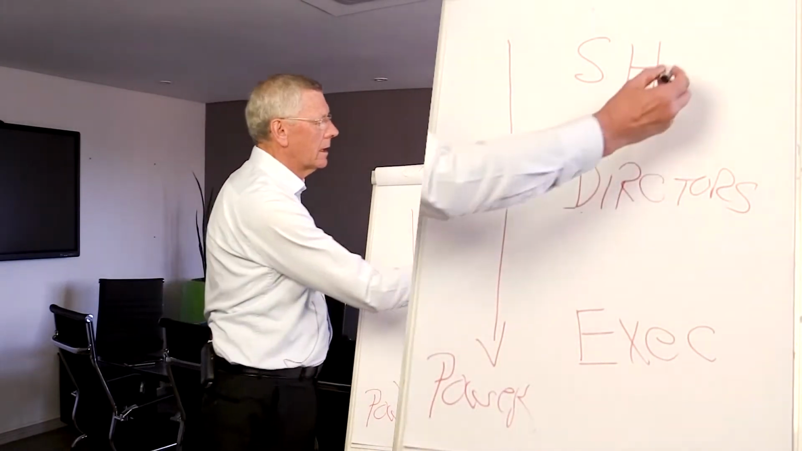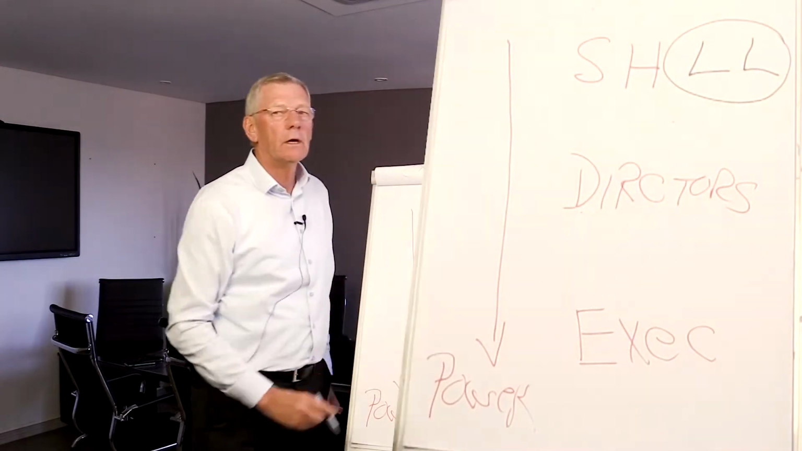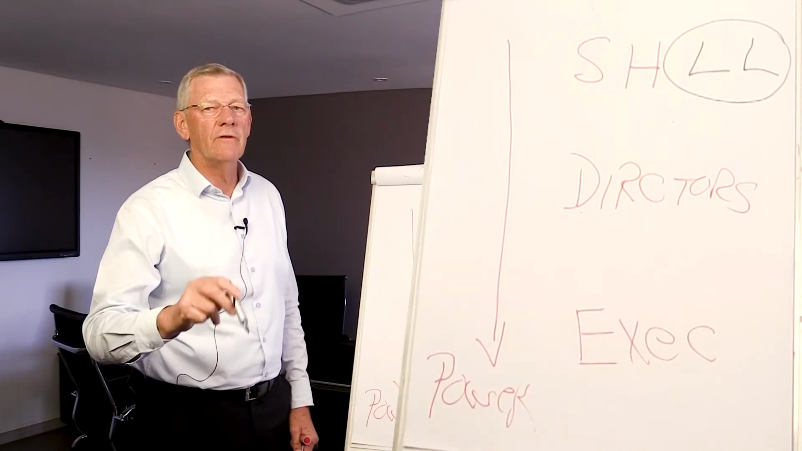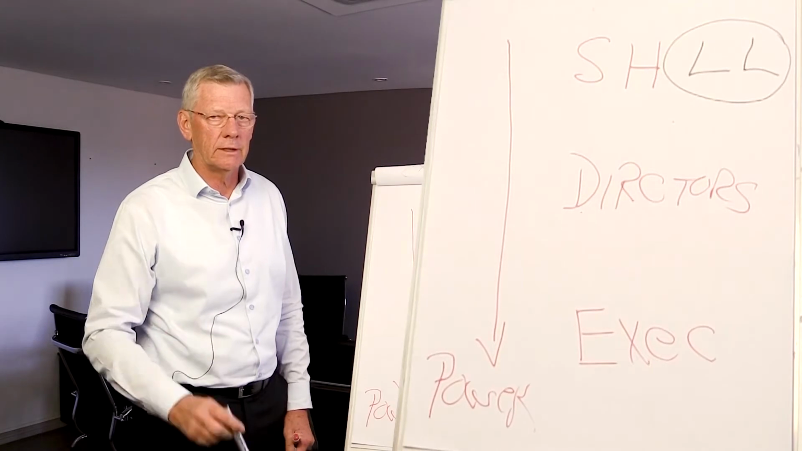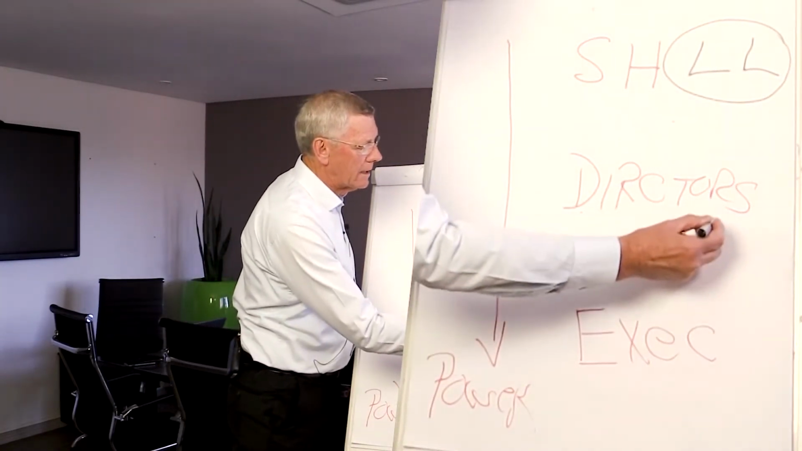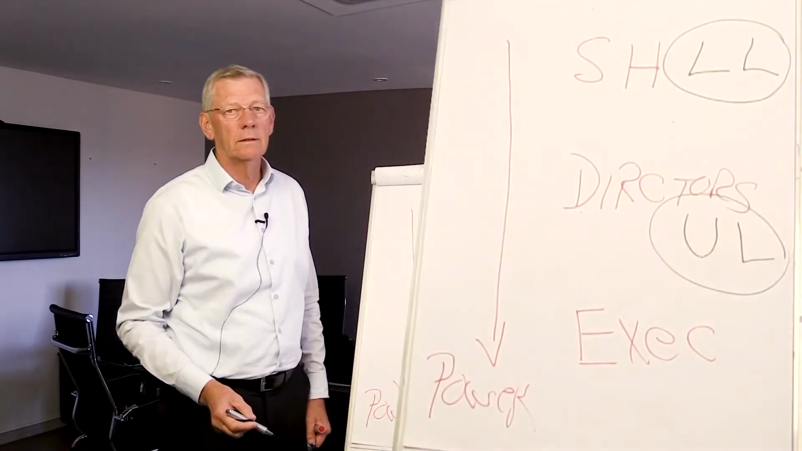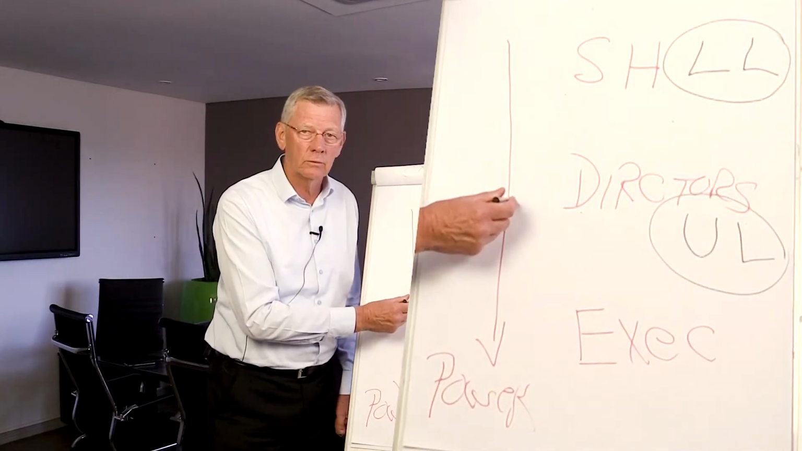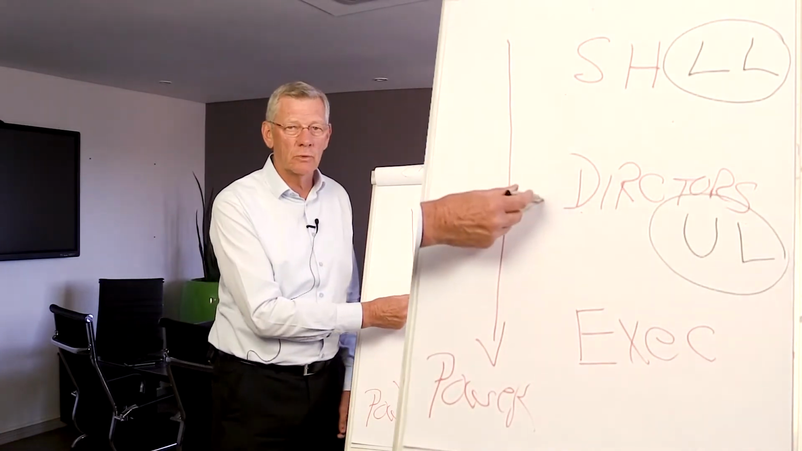Once you've got that, shareholders: limited liability. If the company goes under, shareholders can lose their investment in the company. They cannot be held liable for anything more. Directors: unlimited liability. So a shareholder cannot tell you what to do. The shareholders' power is they vote you onto the board.